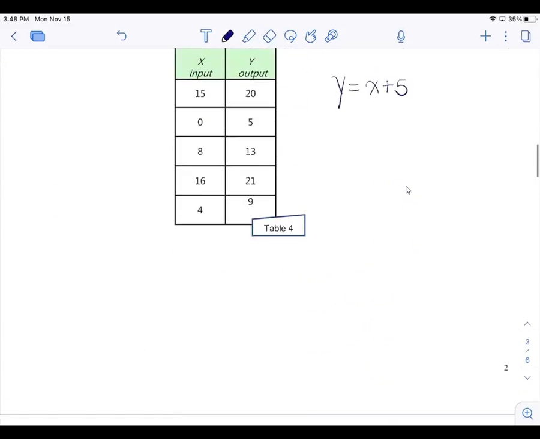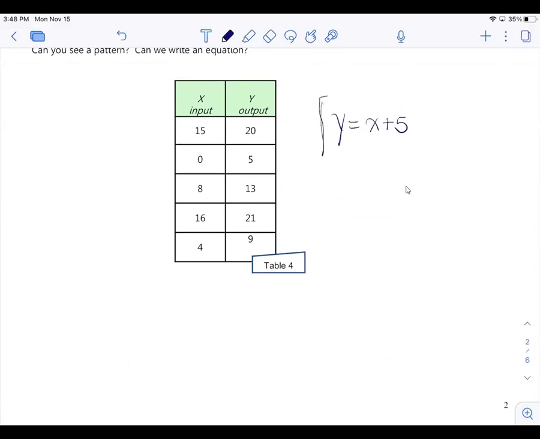Where this thing is considered to be linear, because nothing is being done to that x, meaning I'm not squaring it. It's not in the denominator. I'm not taking the square root of it.